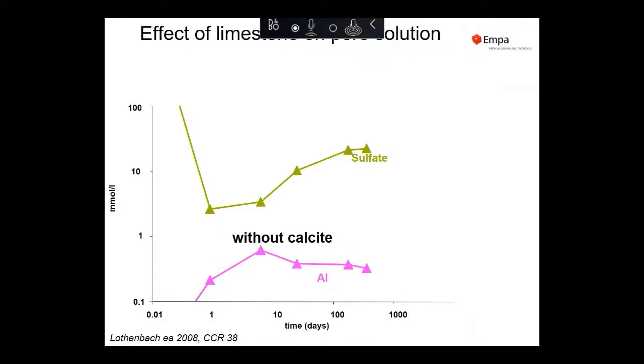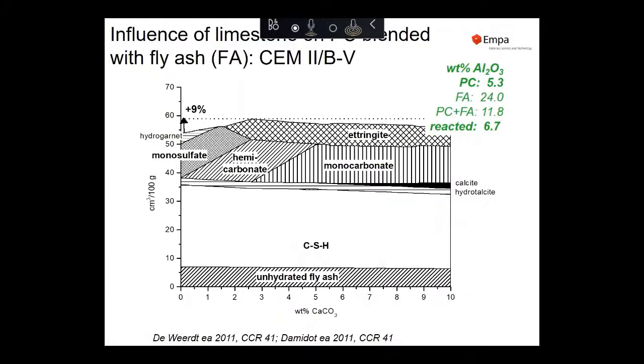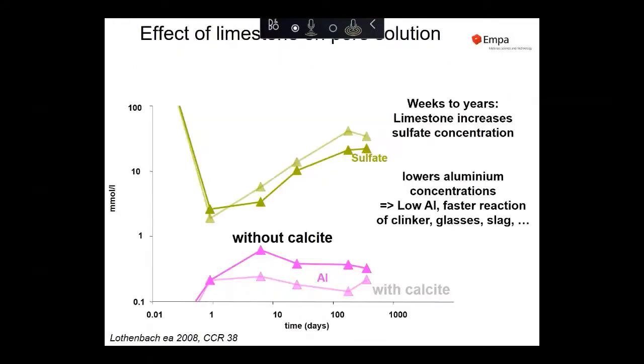Limestone also has more effects. It also affects the solution. If we have limestone, we have higher sulfate concentration and we have lower aluminium concentration than without. And I'm not sure whether I show you the slide here, but this then affects the kinetics of supplementary cementitious materials like slag, for instance.